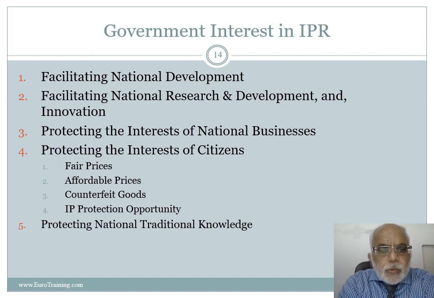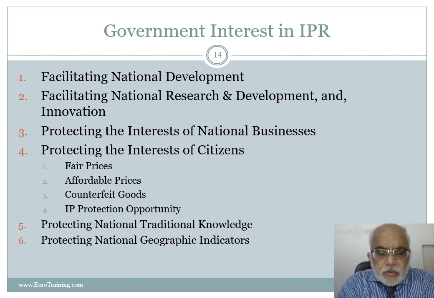Also, governments are interested in protecting national traditional knowledge, especially in developing countries. And that is done through a system of prior art and also geographic indicators. And protecting national geographic indicators. National geographic indicators are the quality indicators that are specific to your country. For example, champagne from certain areas in southern Europe, including France, or basmati rice from certain areas in India and Pakistan.